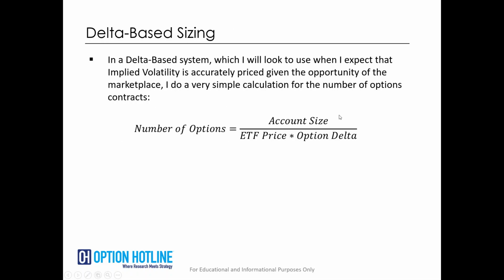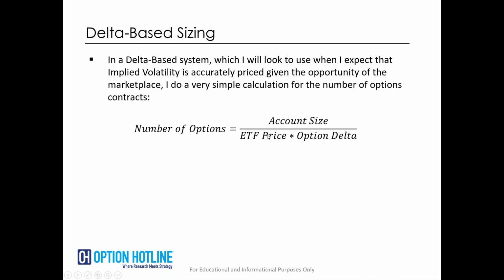So in a delta-based system, I just do a simple calculation so that I can have an equity-like portfolio. So if I think implied volatility is relatively accurately priced, the market doesn't look like it's going to have a big deviation from where the options are priced. The options are priced well. Then I kind of just want something that's going to be a little bit more like an equity position, but I can still leverage that by structuring something unique with skew or something like that. But the number of options that I do, let's say it's just a single option, I just take my account size, so let's say it's that $5,000, divided by the ETF price, and then again divided by the option delta.